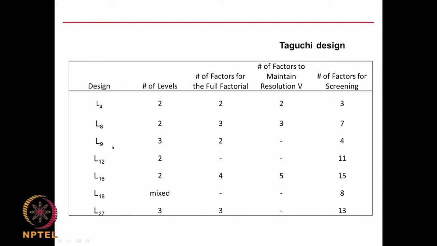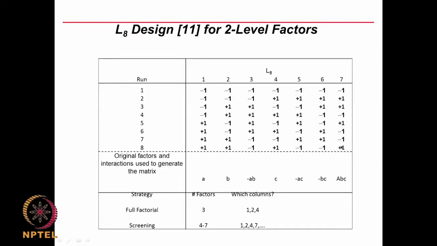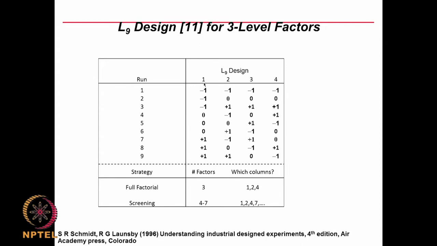Then you have the L9 designs. L9 designs are generally for 3 levels: -1, 0, 1. If I have only 2 factors, it is 3 power 2, which is 3 into 3 is 9. So, I will get a full factorial. But I can go up to 4 factors as a screening design. So, I can go up to 4 factors with 9 runs.